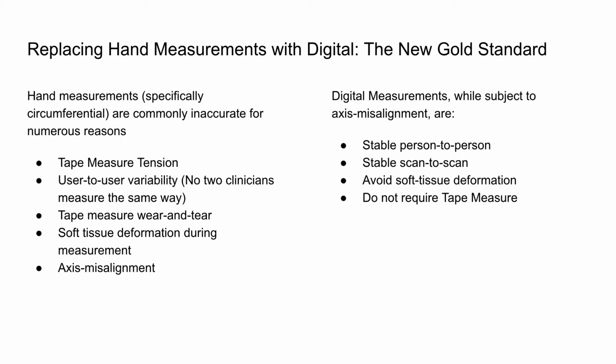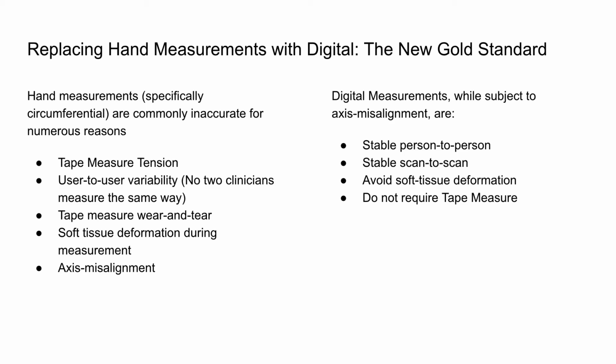At Comb, we believe that digital measurements will replace hand measurements in O&P and will eventually become the new gold standard. Hand measurements, specifically circumferential, are commonly inaccurate for numerous reasons. There's tape measure tension, user-to-user variability, tape measure wear and tear, soft tissue deformation, and axis misalignment.